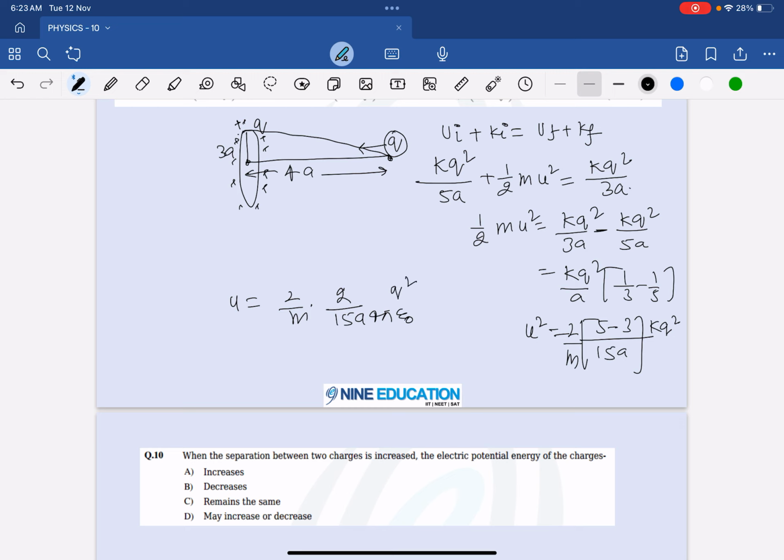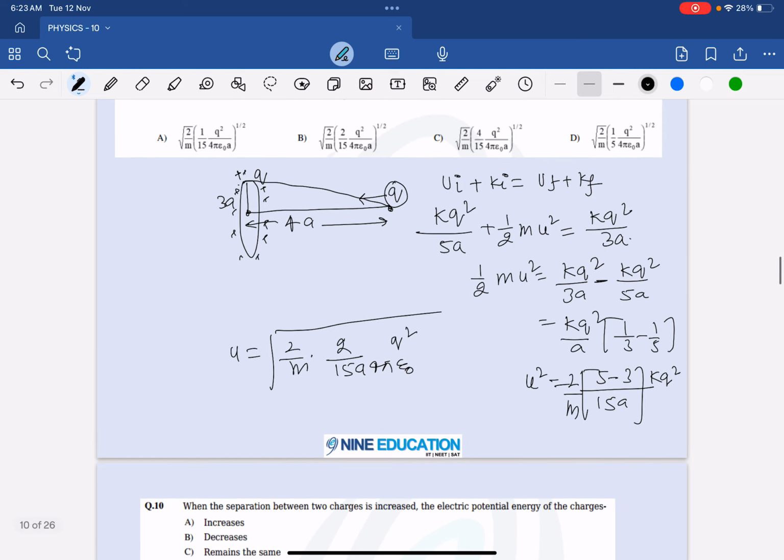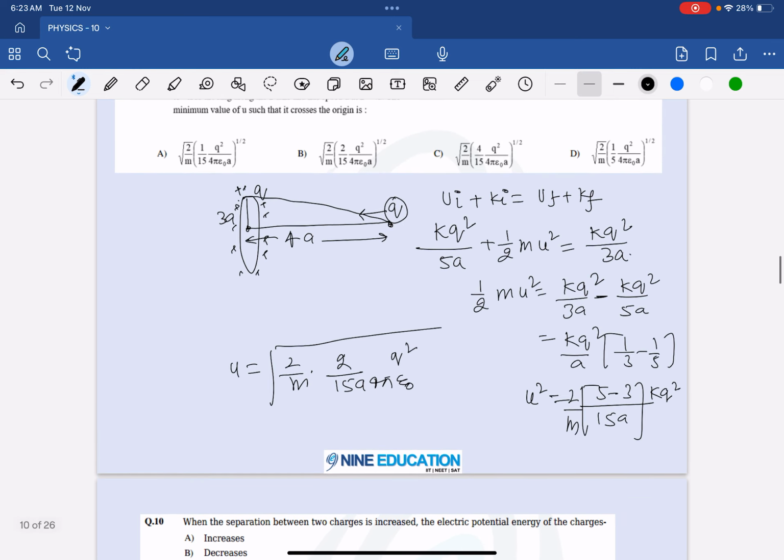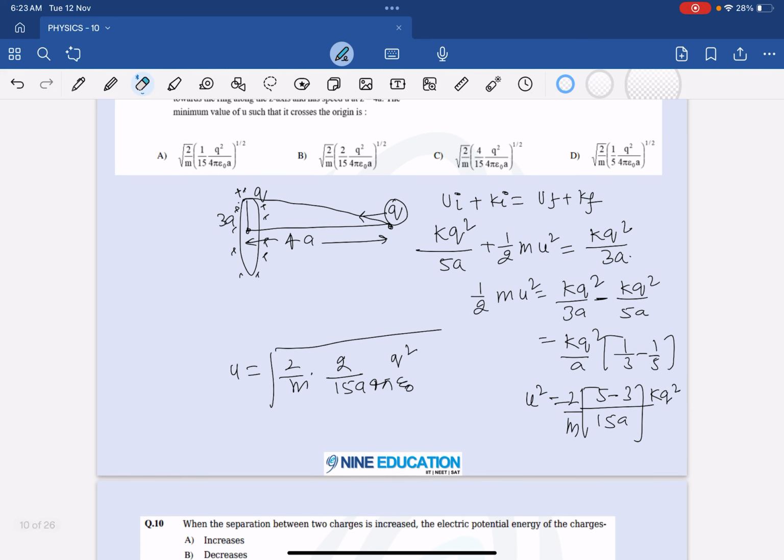Yes. So let's see the values and check. So we are able to see here, this is root 2 by m. Everything is in root 2 by m, so we'll take root 2 by m out and again root. So we are having here, as q square is also inside, 2 by 15 q square by 4 pi epsilon naught a. B option looks to me correct. Yes or no? Root 2 by m, 2 by 15 q square by 4 pi epsilon naught a to the power 1 by 2, which is basically the same thing. All right, bacho.